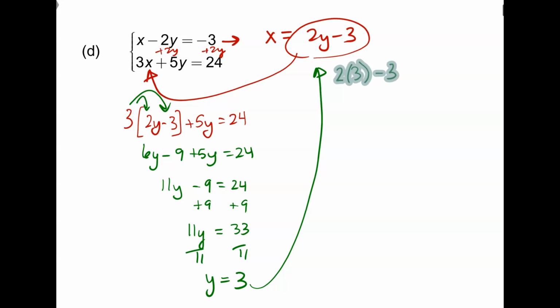Oh, yeah, sorry. We got to solve for x. So we have 2 times 3 minus 3. 6 minus 3. So it's literally 3.3 is your solution.